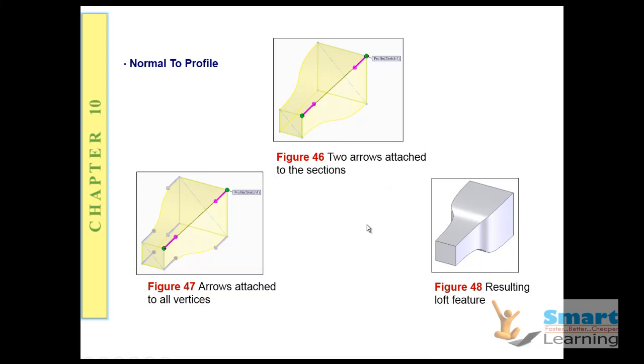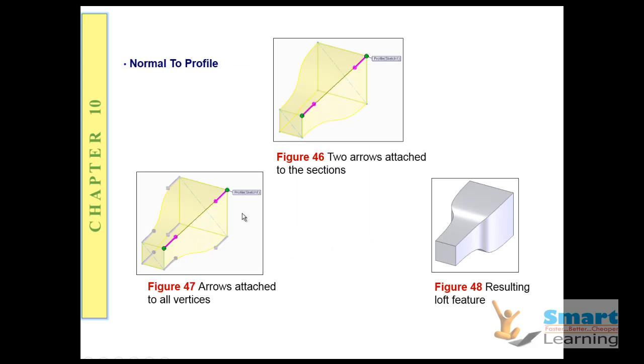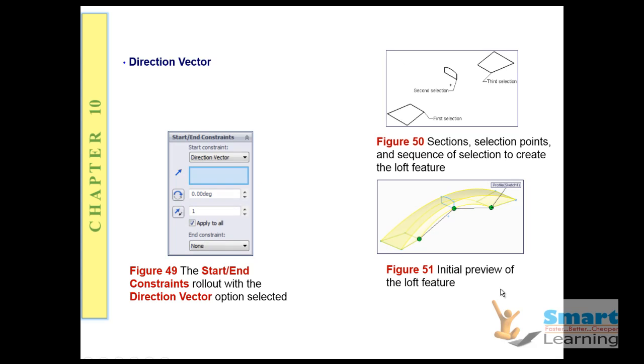So these are the different cases which you can see inside the normal start to end control rollout, and here you can see this highlight, and as per your requirement you can control this. Next we'll look into the multiple sections by selecting the points and the reference and how to control this.